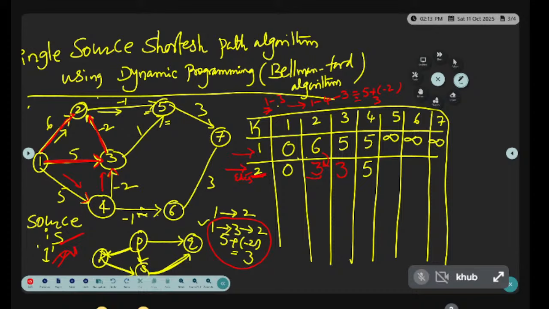6 plus minus 1, that is 5. One more alternative, 1 to 3, 3 to 5, 5 plus 1, this is plus, 6. So which is minimum? 5 is the minimum. Previously there is no way. Why is it no way?